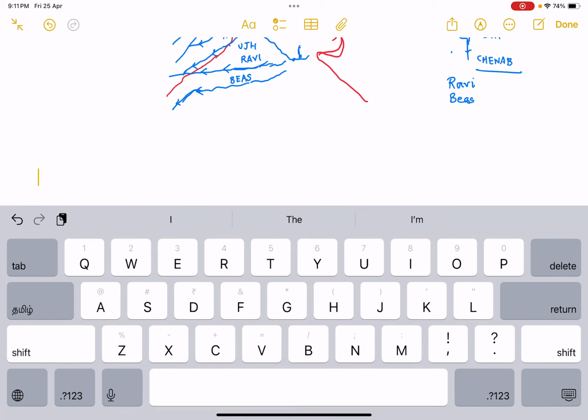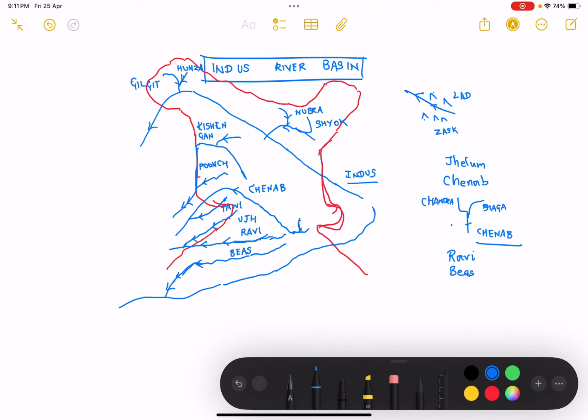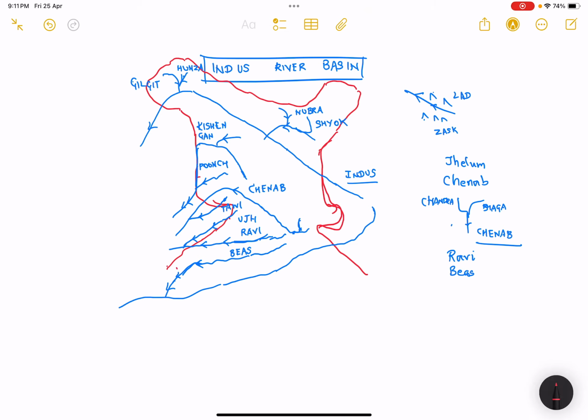And of course, Sutlej River again starts in Tibet, enters into India through Shipki La Pass, and then finally enters into the country of Pakistan. So Beas meets Sutlej within the territory of India. And for River Sutlej, we have an important tributary here in Himachal itself, which is River Spiti. So these are the major rivers which you have to remember for the Indus River Basin.